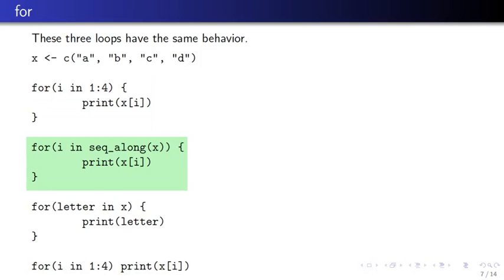So seq_along takes a vector as an input, and it creates an integer sequence that's equal to the length of that vector. So this is a vector of length 4, so it's going to create an integer sequence of 1 through 4. It's exactly the same as the previous statement where I've got the sequence 1, 4. However, here I generate the sequence based on the length of the variable x.